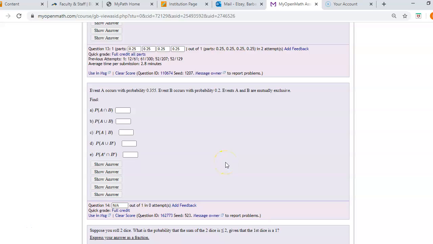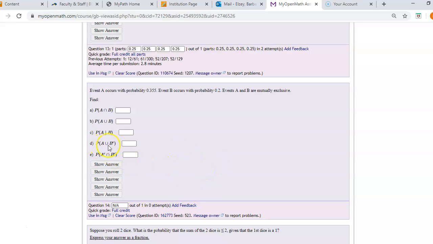All right, so event A occurs with a probability of 0.355. Event B occurs with a probability of 0.2. Events A and B are mutually exclusive, and we want to answer all of these different questions. So let's just start with our information.